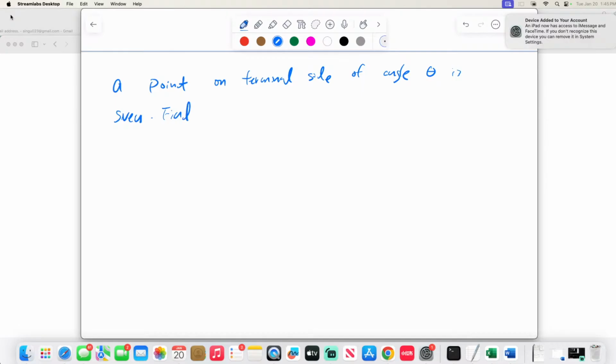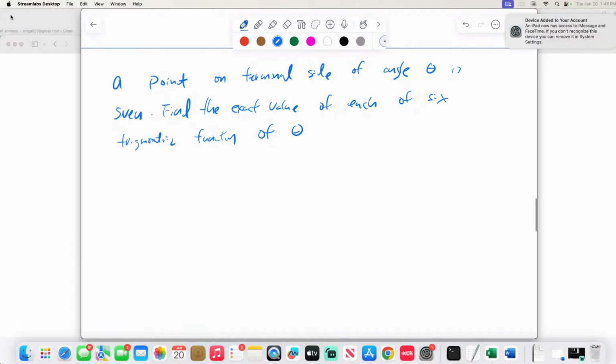Find the exact value of each of the 6 trigonometry functions of theta. So what does that mean? That means I can give you a point. The point says -3, comma, I don't know, 6, like this.